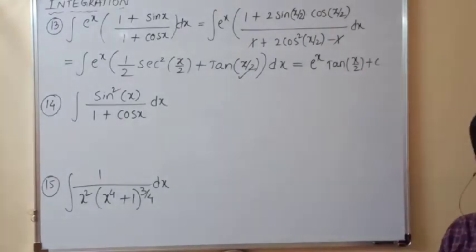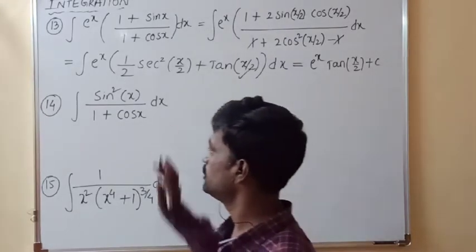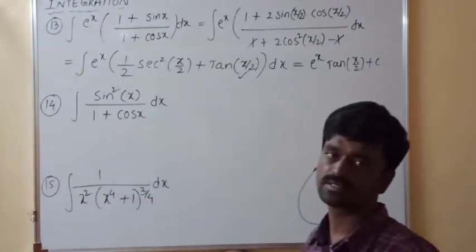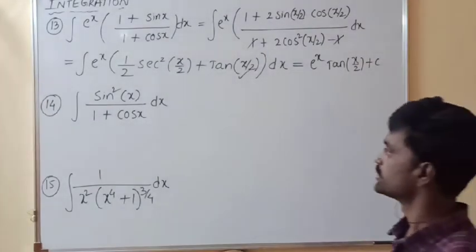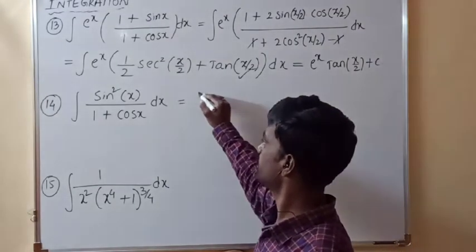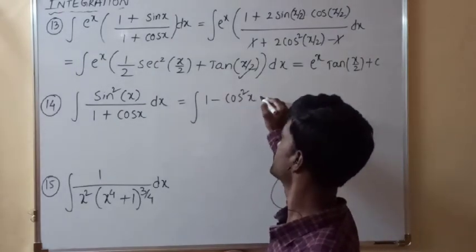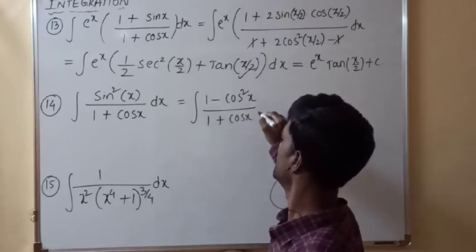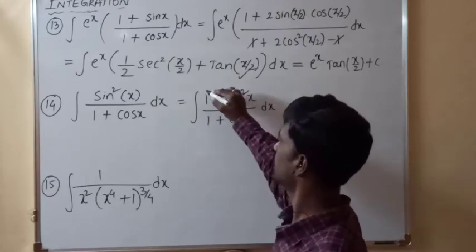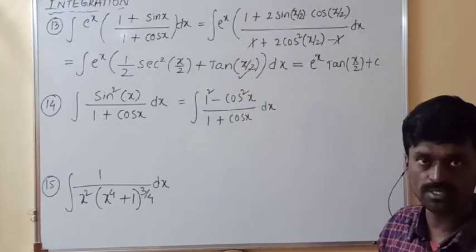Next, look at the next very simple problem. By looking at this problem, we have to express sin square x in terms of cos. Correct? Okay. So sin square x. How to write sin square x in terms of cos? (1 minus cos square x) divided by (1 plus cos x) into dx. Writing 1 also, we can write 1 square also, no? 1 square is also 1 only, no?